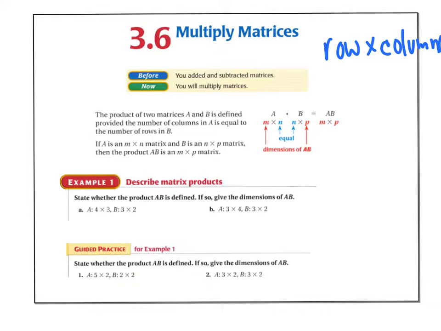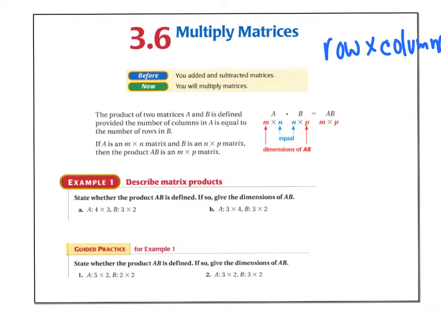So let's look at example 1. Example 1 says state whether the product A times B is defined, meaning can you do it or not. And if it is defined, then give the dimensions of the product matrix A times B. So we're going to look at these, and I'll try to use the same colors. I have matrix A and matrix B. This is a 4 by 3, so try to picture that. And this matrix is a 3 by 2.